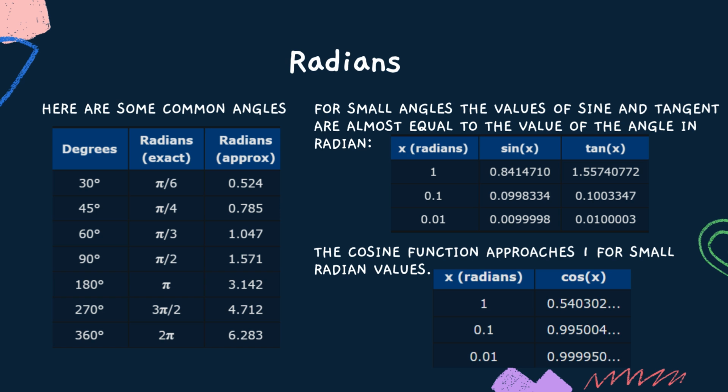For small angles, the values of sine and tangent are almost equal to the value of the angle in radians. Look at the table on the right. The values get closer and closer the smaller the radian values. Also, the cosine function approaches 1 for small radian values. Look at the table on the bottom right, and we can see that it's true.